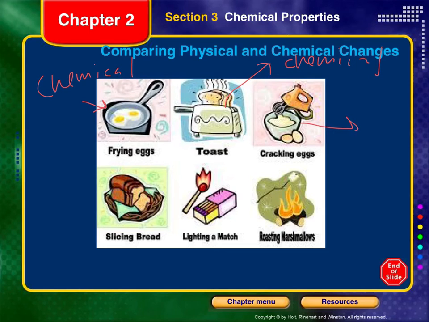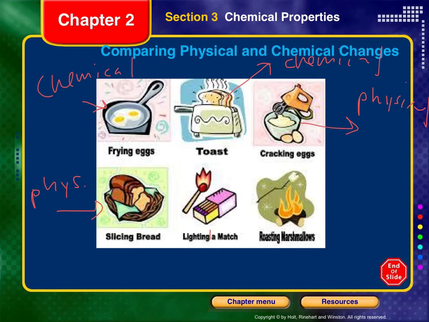What about cracking eggs? Technically, you could put an egg back together. I'm not applying any heat, right? I don't create a new substance. I'm sort of just changing where the egg yolk is in the egg. So that's actually a physical change. Slicing bread. Easy one, right? Chemical change. Oh, just kidding. Nope, that's a physical change. All I'm doing is changing the shape or the structure of the bread.